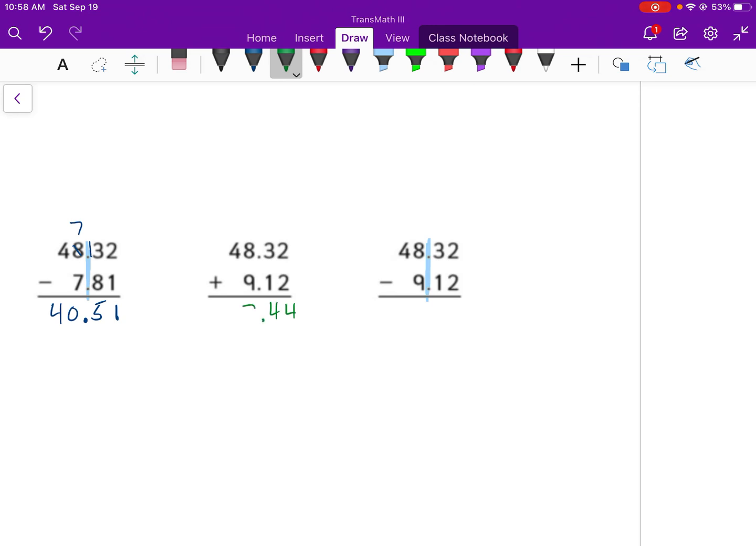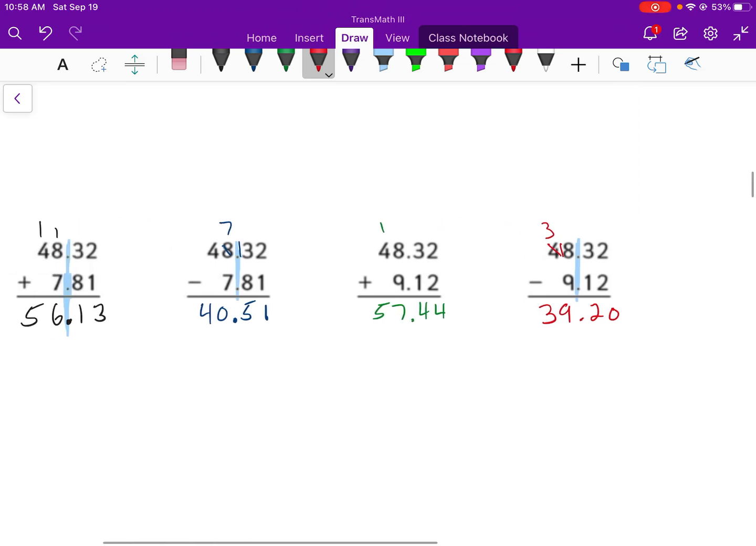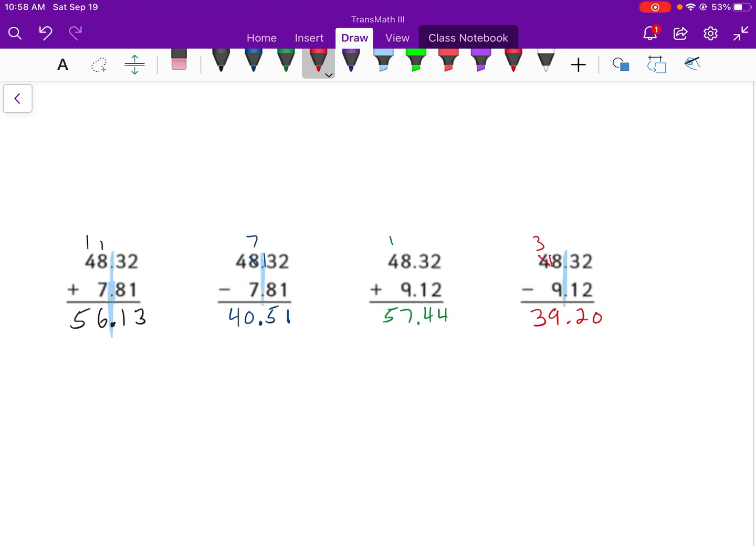So 4.17, carry the 1, 57.44. Okay, now we're subtracting, 0, 2, borrow, 39.20. Okay, so again, the biggest thing there with adding and subtracting, line up that decimal, and then our adding and subtracting does not change how we've done in the past.